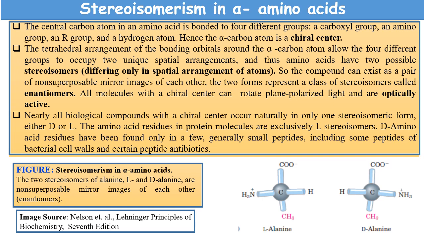Another very important point to be noted is that nearly all biological molecules with a chiral center occur naturally in only one stereoisomeric form, that is either D or L. Now the amino acid residues in protein molecules are exclusively L stereoisomers. D amino acid residues have been found only in a few, generally small peptides, including some peptides of bacterial cell walls and certain peptide antibiotics.